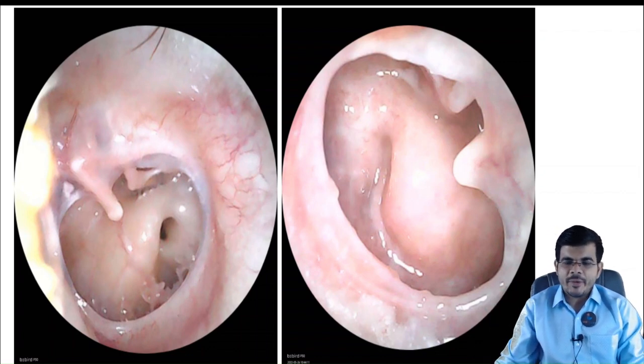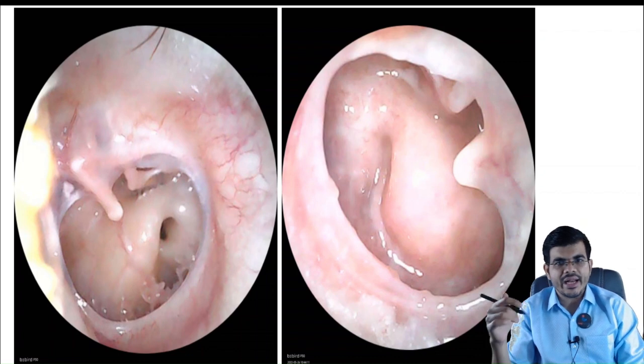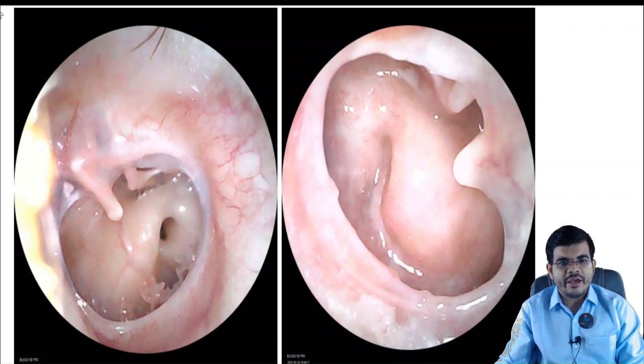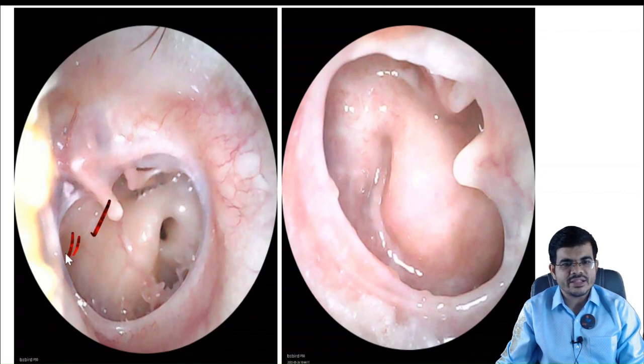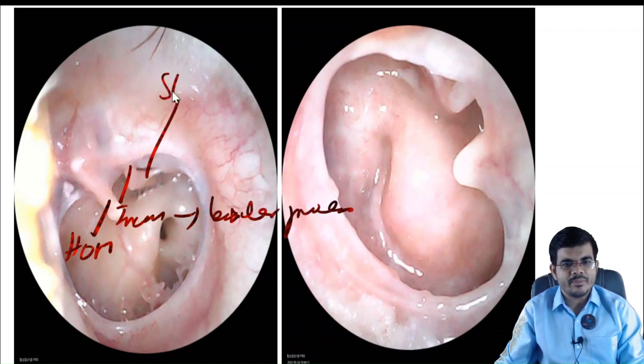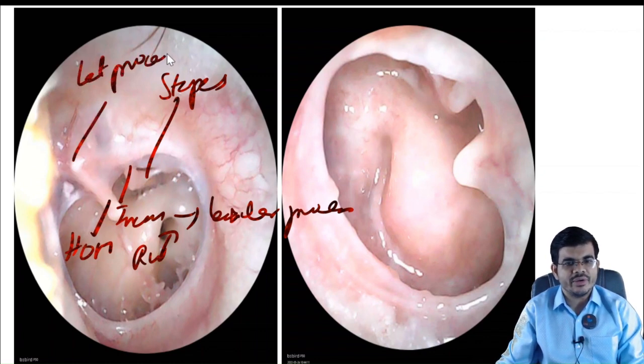In this picture, let's revise some of the middle ear anatomy that we have already learned. What are the things that you see here? This is the ear ossicle. Which ear ossicle do you see here? You can see the handle of malleus here, and this is the incus, the lenticular process. You have the stapes here. This is the round window niche that you have here, and this is the lateral process of incus that you see here.